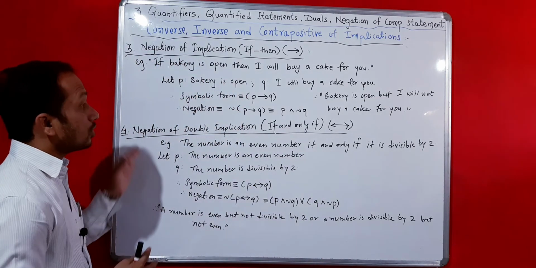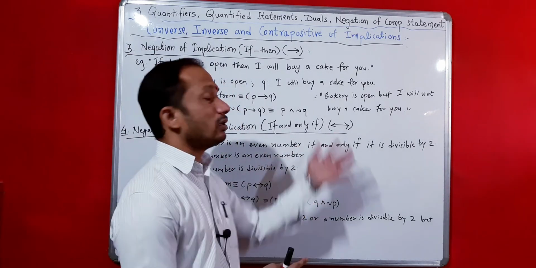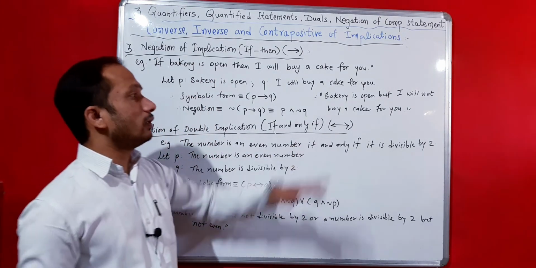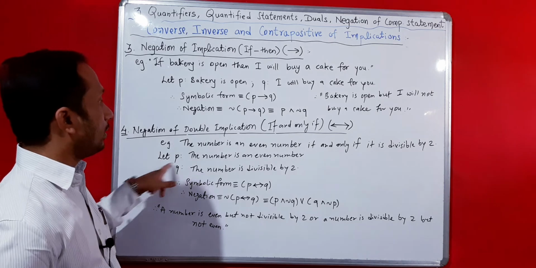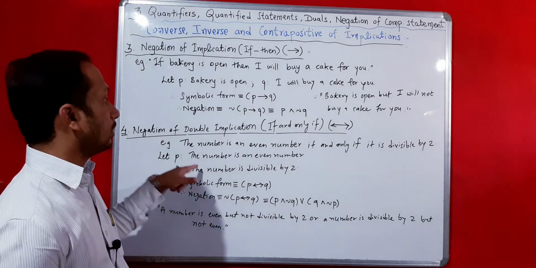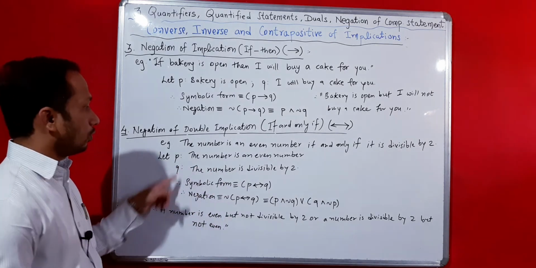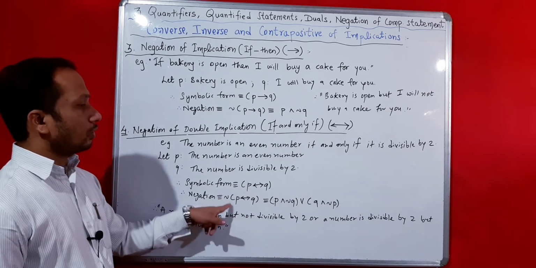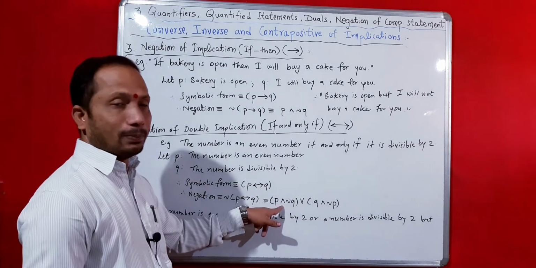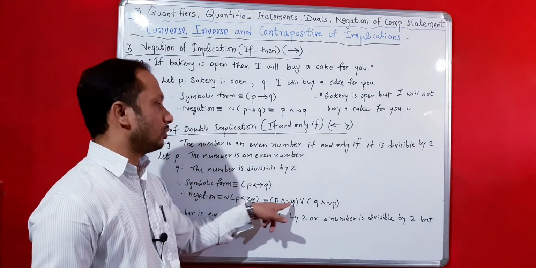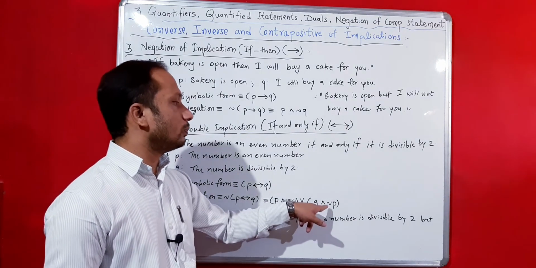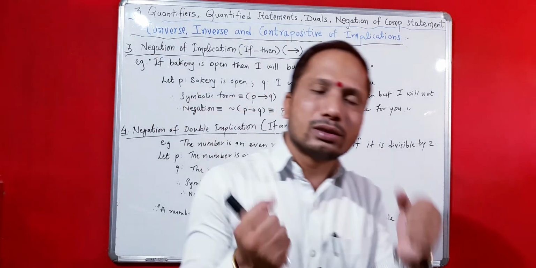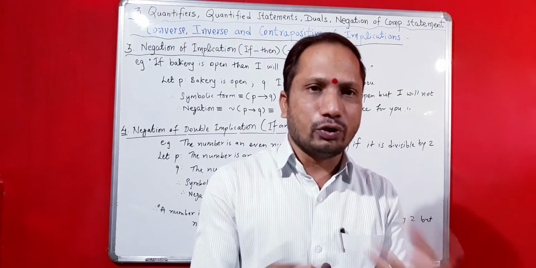Then the final negation statement: negation of double implication, if and only if, with arrows on both sides. The number is an even number if and only if it is divisible by 2. Let P be the number is an even number and Q be the number is divisible by 2. Symbolic form: P double implication Q. Negation: P but not Q, or Q but not P. Both will get the same type of opportunities for the negation.